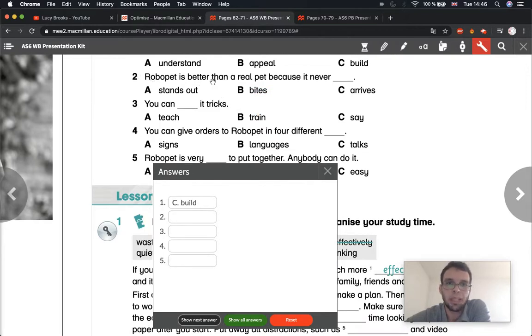Number 2, RoboPet is better than a real pet because it never stands out, it never bites, or it never arrives. The only thing that would make it a good pet would be that it never bites. Okay, bite is right. It never bites. Number 3, you can blank it tricks. You can teach it tricks, you can train it tricks, or you can say it tricks. Okay, the answer should be you can teach it tricks.